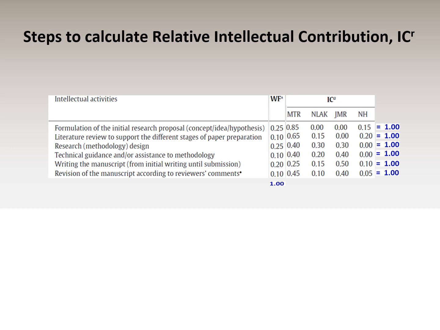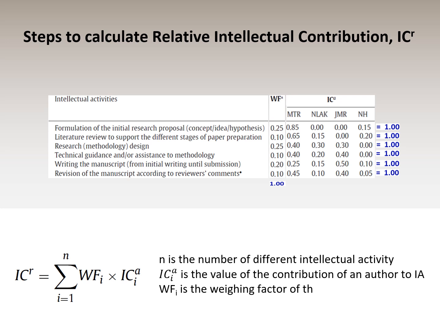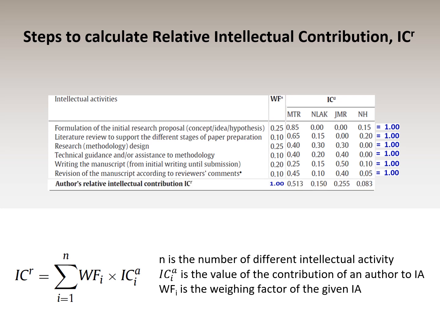Once contributions of all authors to all intellectual activities are assigned, then the relative intellectual contribution can be calculated using this equation, where n is the number of different intellectual activity. ICA is a value of the contribution of an author to an intellectual activity, and WF is a weighing factor of the given intellectual activity. In this given example, MTR has 51%, NLK has 15%, JMR has 25%, NH has 8% relative intellectual contribution for the production of the paper.